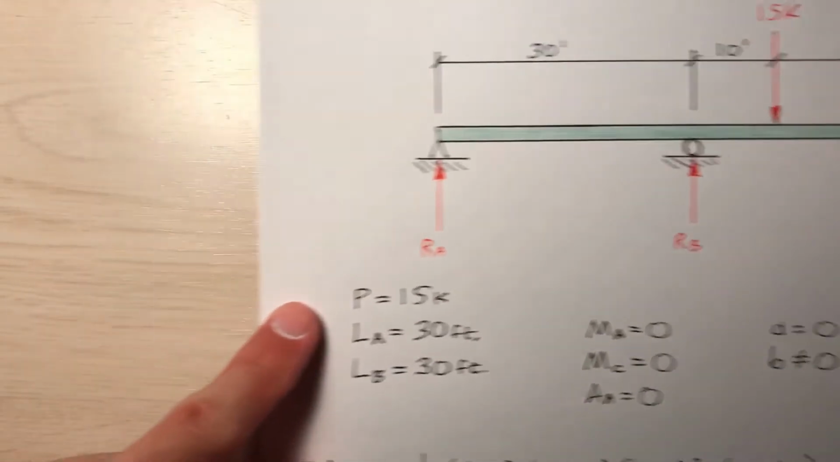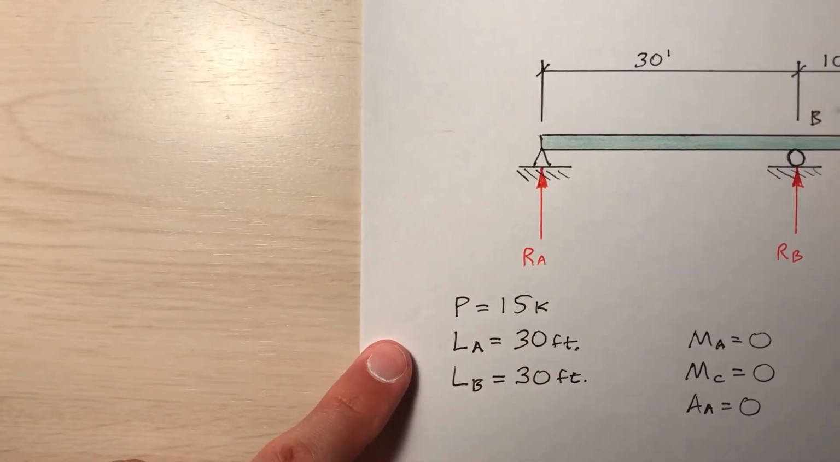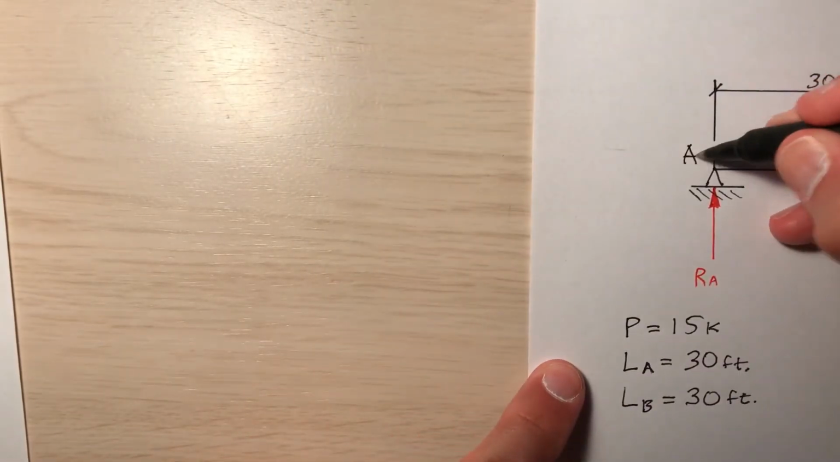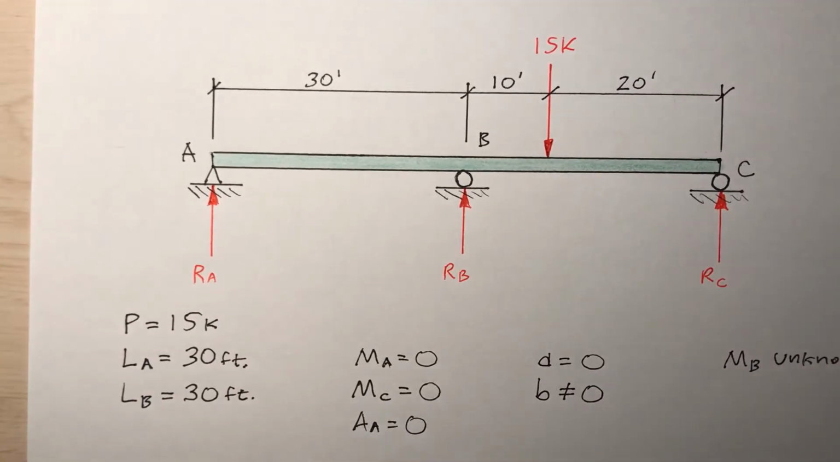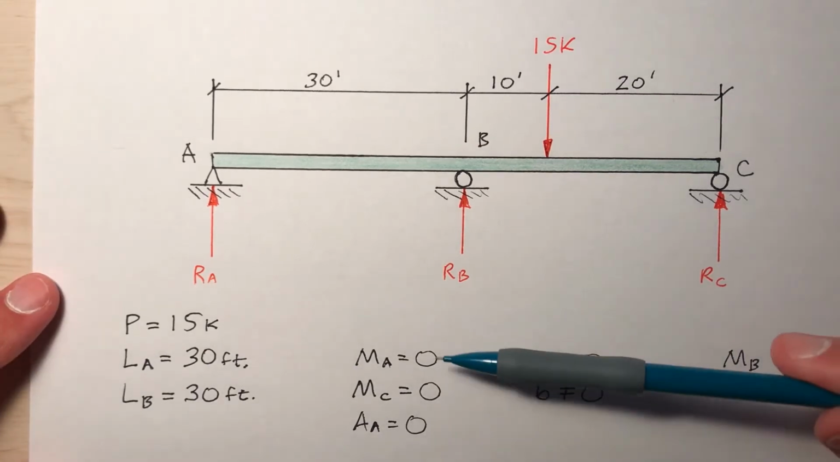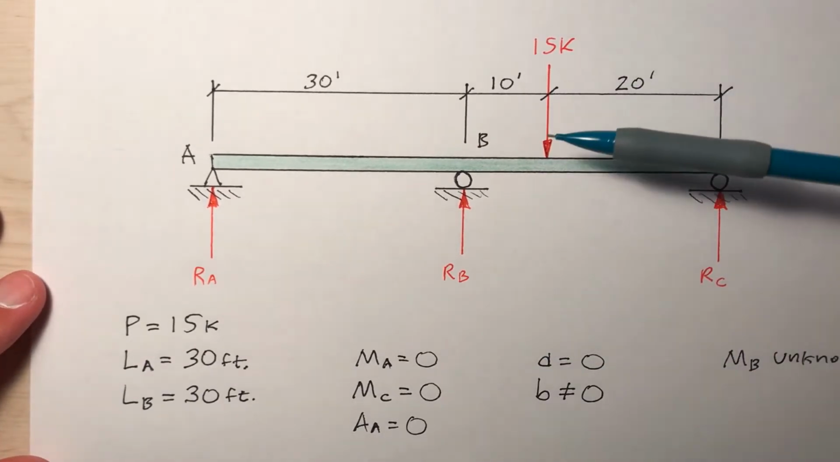So this is C, this is point B, and over here this is point A. Okay, now it looks better. Okay, so L sub A is 30, L sub B also 30. Okay, why do I say M sub A is 0? The load is over here.